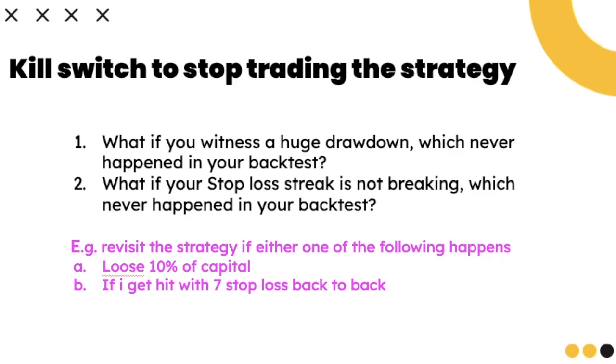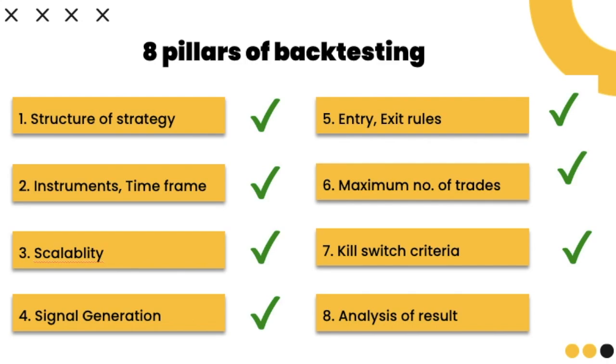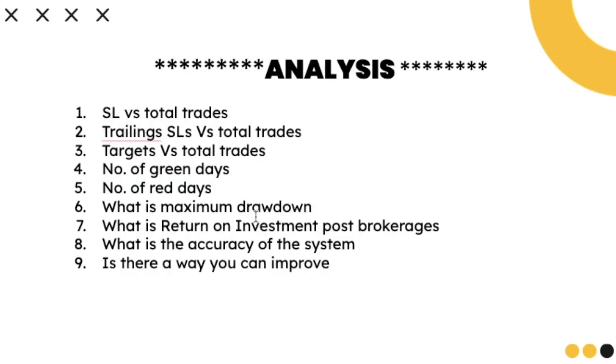And now since we have covered this also, let's come to the last leg of the pillars of backtesting, which is the analysis of the results. Now you need to do a SWOT analysis for the strategy that you have backtested. You just write everything about it. What is the number of trades that the strategy has given me in a year, what is the number of stop losses that were hit, what was the total number of trailing SLs that were hit, how many targets were hit, how many days did I take money from the market, and how many days did I give money to the market, and what is the maximum drawdown.